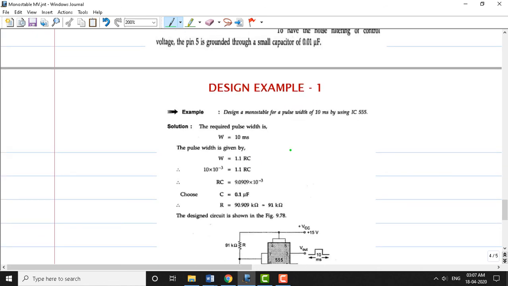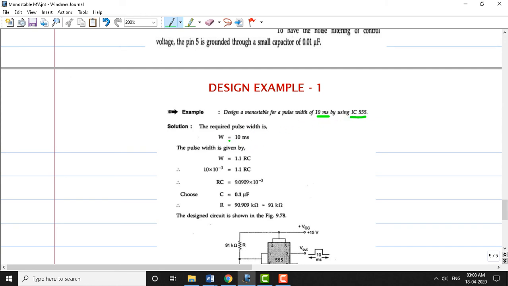Now let us take some design examples. Design a monostable multivibrator for a pulse width of 10 milliseconds. Here the time is given as 10 milliseconds, and using the 555 timer, we are supposed to design a monostable multivibrator that generates a pulse width of 10 milliseconds.